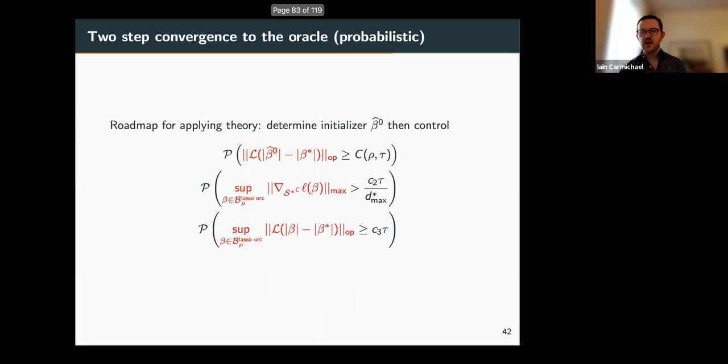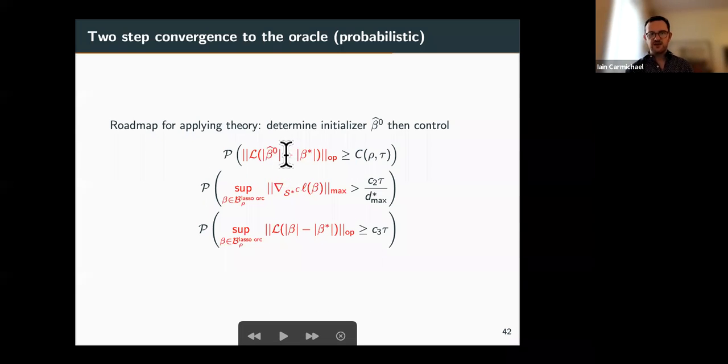So this gives us a roadmap for applying our theory to particular statistical models. In particular, we have to control these three quantities. And this is where the probabilistic part of our paper would start. Namely, we have to have a good enough initializer. Often we can apply standard results, maybe about the estimation accuracy of a lasso, to control terms like this. And then maybe we need to do a little bit more work to control some of these other terms.